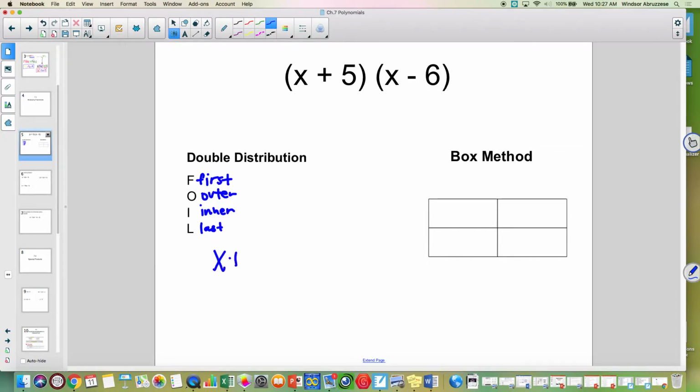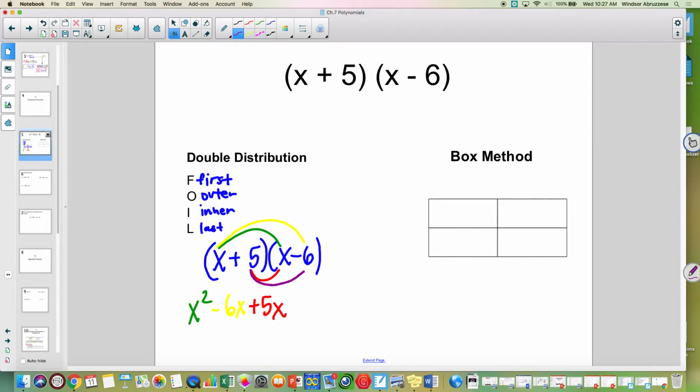Really, I'm going to take my two binomials, and I'm distributing twice. I'm going to multiply the first terms, the x times the x. X times x is x squared. Then I'm going to multiply the outer terms, the x times the negative 6, which is negative 6x. I'm then going to multiply the inner terms. 5 times x is plus 5x. And then I'm going to multiply the last terms, the 5 and the negative 6, which is negative 30.